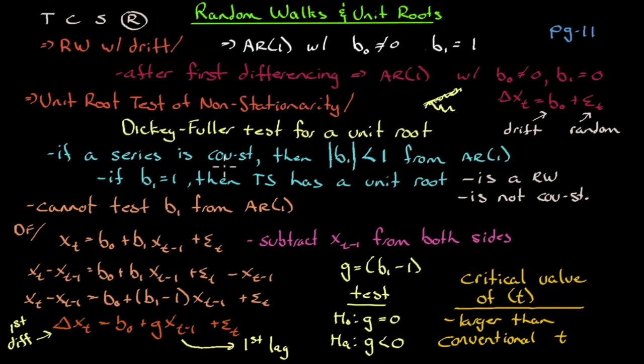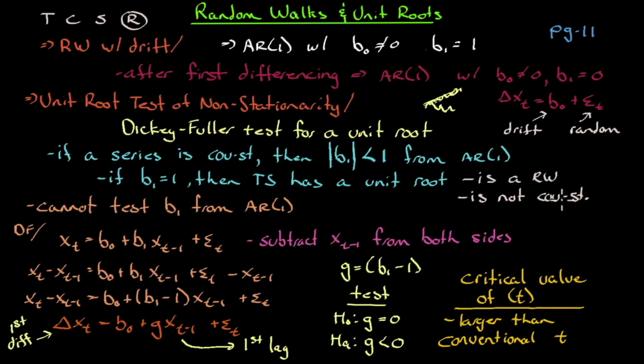If a series is covariance stationary, then the absolute value of the B1 term from an AR1 model will be less than 1. So if it is covariance stationary, that will be a fact. Let's remember that now, because we're going to build into this test. I think we get that. If the coefficient is equal to 1, then the time series has a unit root. That's the definition of a unit root. It is a random walk. If it has a unit root, it is a random walk. It is not covariance stationary.